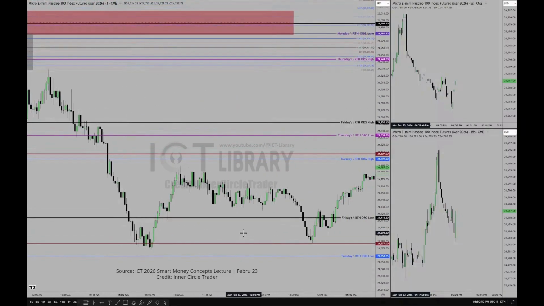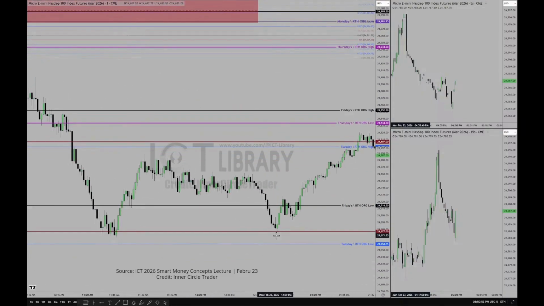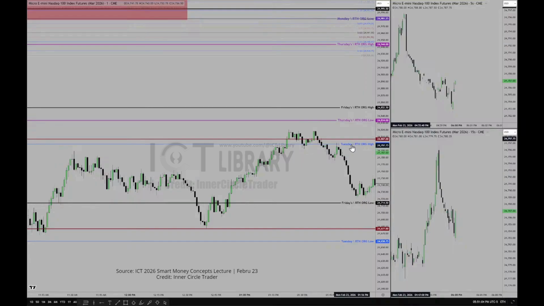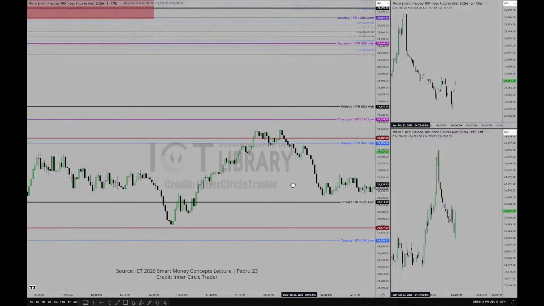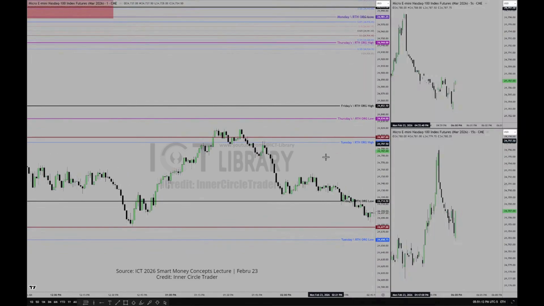So the market pulls off of that, again comes right back down. Trades back up to Tuesday's regular trading hours opening range gap high, gravitates around that. Then uses Tuesday's regular trading hours opening range gap high, again hits that, sells off. And in between these levels is no man's land.